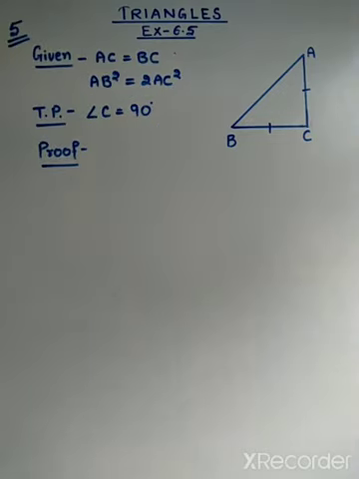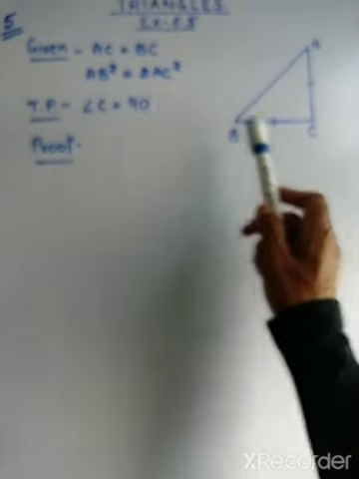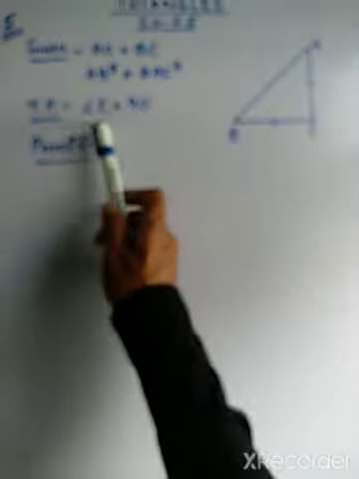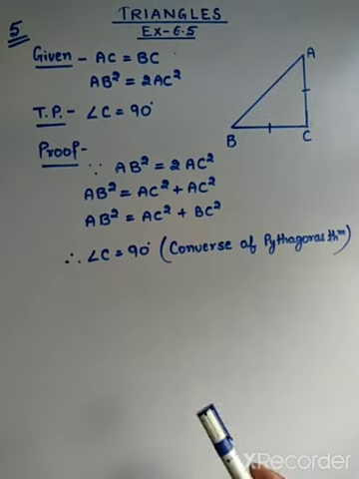Question number 5. ABC is an isosceles triangle with AC equals BC. If AB square equals twice of AC square, prove that ABC is a right triangle. So it is just the converse of question number 4. Here it is given that AC equals BC and AB square equals twice AC square. Now we have to prove that angle C equals 90 degrees or ABC is a right angle triangle. So let us start proof.